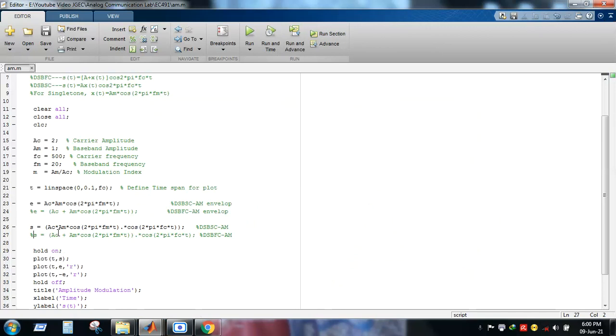So whenever we want to see the DSBFC, we shall use the variables E and S. Those are related with the DSBFC, and whenever we want to observe that DSBFC, we should use the value of E and S. Those are related with the DSBFC equation. Okay. So we observe the DSBFC signal and DSBFC SC signal.